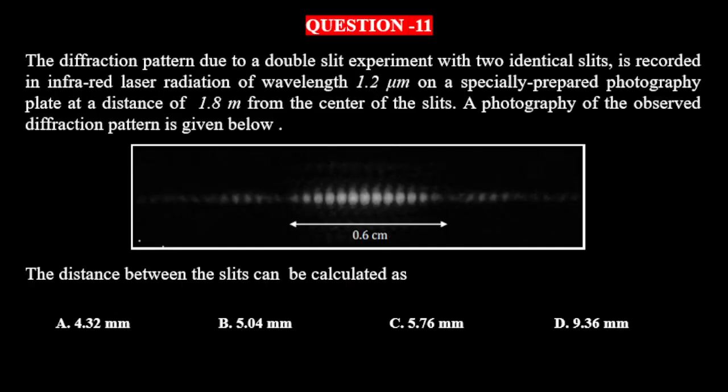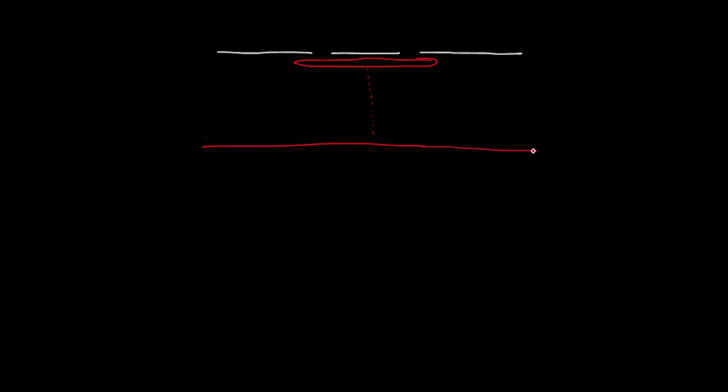Let me explain what has been asked in this question, and for that let me draw a simple diagram of the double slit experiment. In the double slit experiment we usually use two identical slits. So in this figure these are the two slits, and then we put a convex lens just behind the slits, and at the focal plane of this lens we put a screen. If we illuminate these slits with a plane wave, then we see a diffraction pattern on the screen.